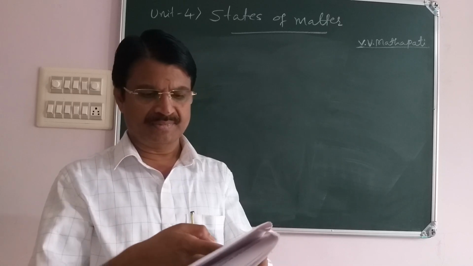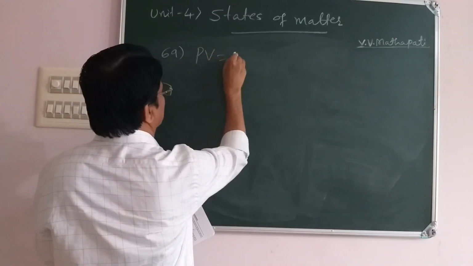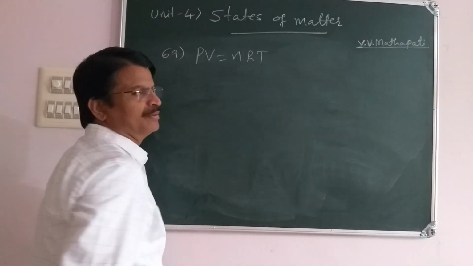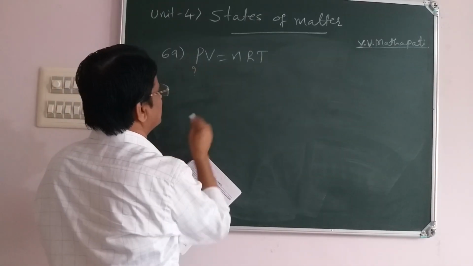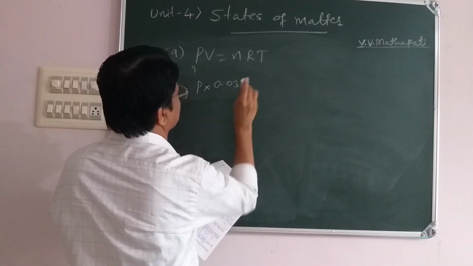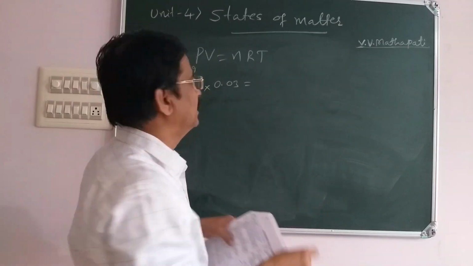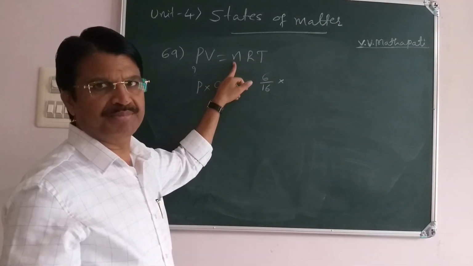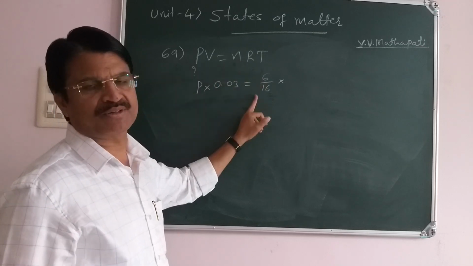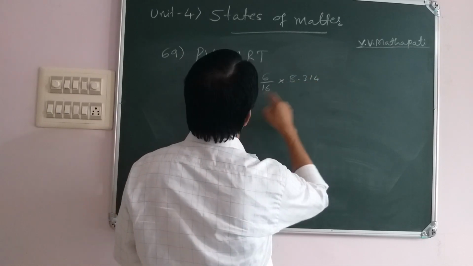Yes. This we can solve by using the formula PV equal to nRT, and P you can find out. P into volume given 0.03, and n is mole, but they give mass of the substance, 6 gram of methane, so 6 by 16. n is mole of methane, given mass 6 gram and molecular mass of methane is 16. Next into R value, 8.314.